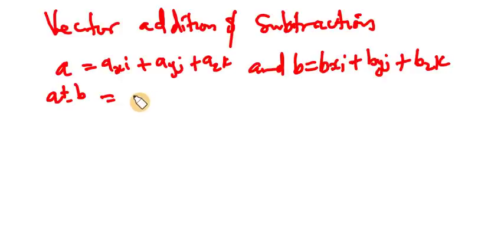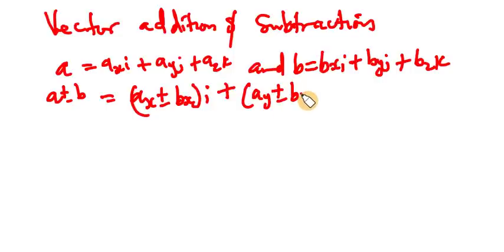So what do we have now? We're now having ax plus or minus bx, this is i, plus ay plus or minus by j, plus az plus or minus bzk. You can perform either addition or subtraction. So we shall be using this to solve an example on vector addition and subtraction.